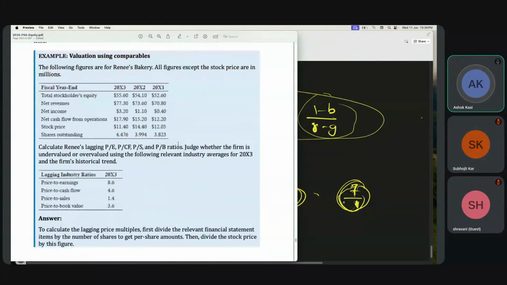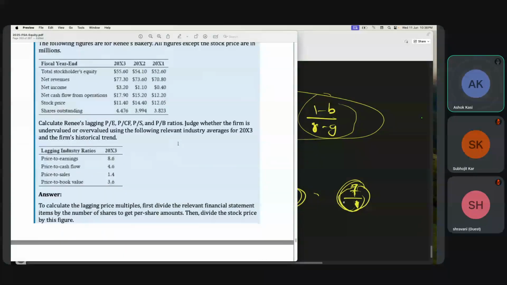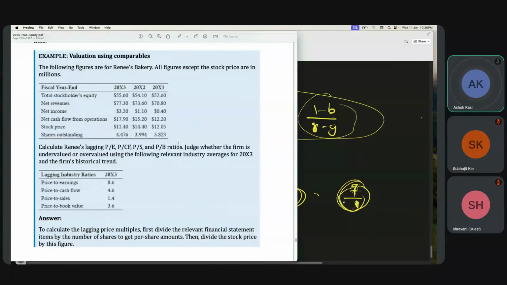Then valuation using comparables. Just go through this question now. It looks big, but it's actually all easy. Just take a minute and quickly go through this question.